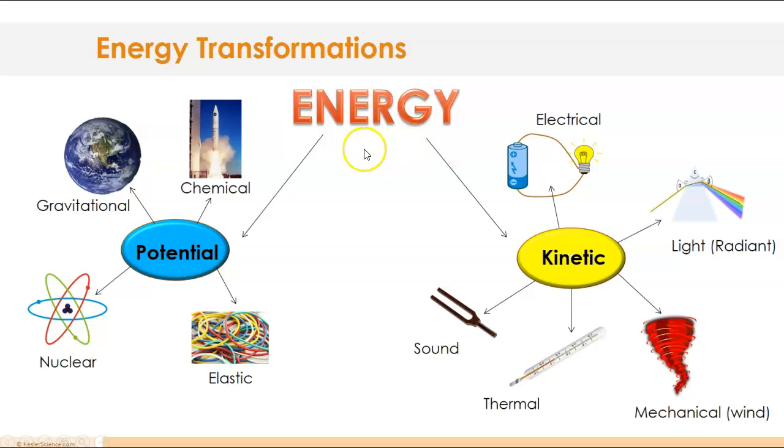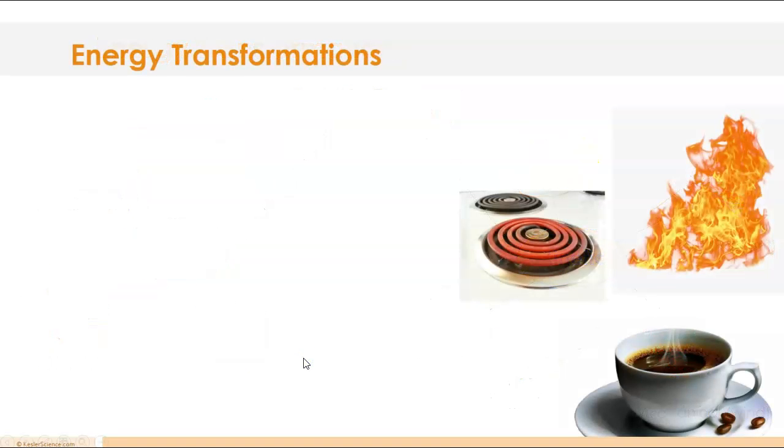So here it is in visual form. We have potential energy. It is either gravitational, nuclear, elastic, or chemical potential energy. And when we're talking about kinetic energy, we talked about light, electricity, sound, and thermal. I also threw mechanical in here. Mechanical energy can sometimes confuse us, but when we talk about, let's say, the wind, that is just the movement of air particles. So that is mechanical energy. That's also a form of kinetic energy. So let's look at each of these forms of energy.